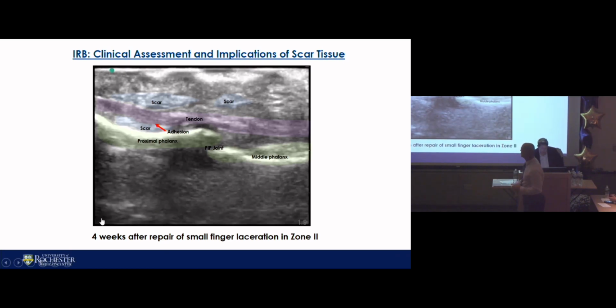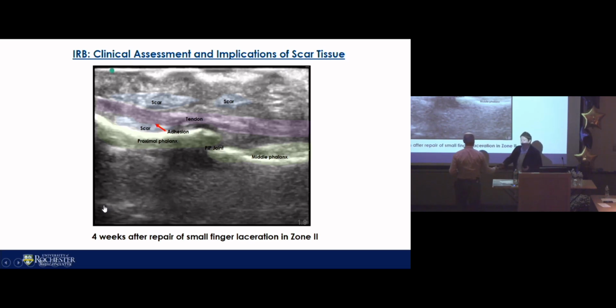So we label some of the critical structures here. This is a proximal phalanx. This is a middle phalanx. This is the tendon, and if it was playing, you could see the tendon gliding back and forth. And then here is where we think a scar is starting to form that can have implications as far as the long-term function of this patient.